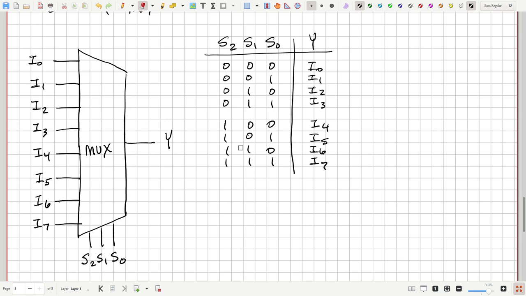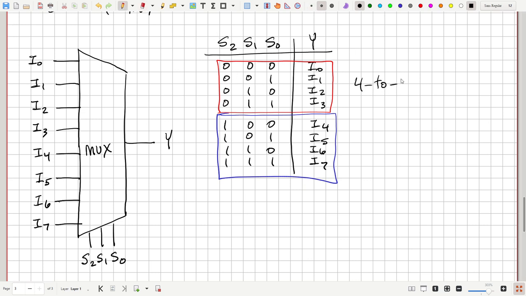However, in looking at this structure here, we look at these two blocks, the first four rows and the last four rows. We can notice something. Look at the S1 and S0 sequence of ones and zeros. They're identical. And in the first block, S2 is always equal to 0. In the second block, S2 is always equal to 1. So if you look at this first block, if you ignore S2, it looks like a 4-to-1 multiplexer. And the second block, if you ignore S2, is again another 4-to-1.